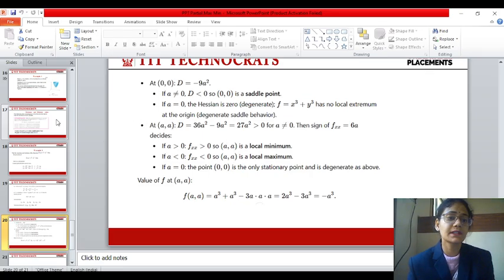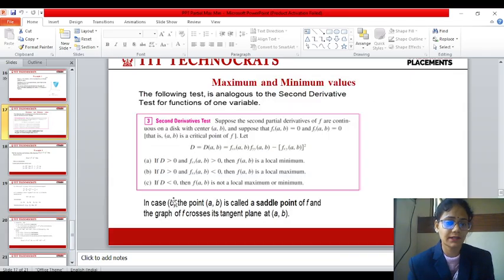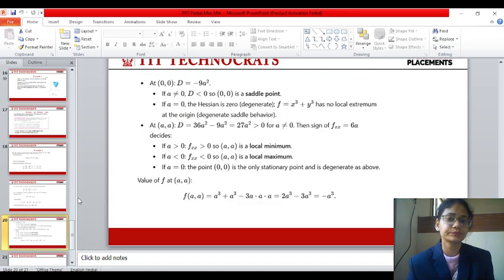As we have discussed, if D is less than 0, then there is no local maximum or minimum. So in that case, this is a saddle point. So if a is non-zero, this is less than 0 and this is a saddle point. What if a is 0? If this is 0, there is no local maximum.